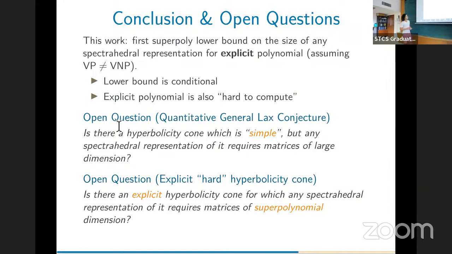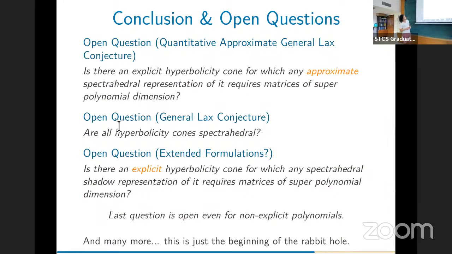Now that I have raised these questions, I just wanted to say that these are just the beginning of the rabbit hole. There are a lot more questions that the optimization people would care about. For example, there is also a quantitative approximate generalized conjecture. Usually we're interested in approximations of the hyperbolicity cone. Just proving a lower bound for this hyperbolicity cone does not rule out that there is another perturbation of it, very close to your cone, that's very easy to compute.